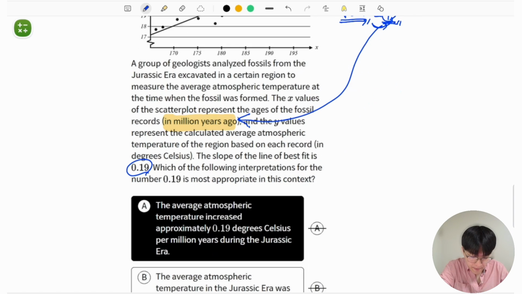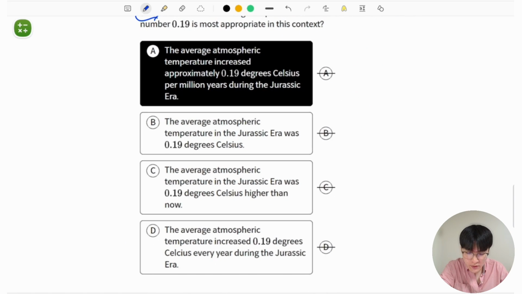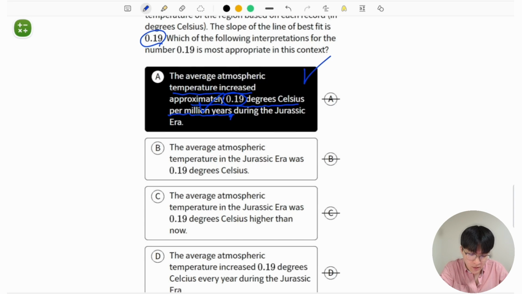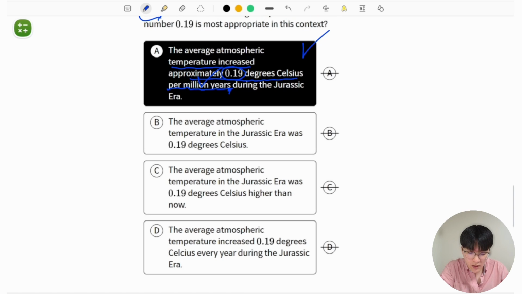That's what it means. If we take a look at answer choice A, the average atmospheric temperature increased approximately 0.19 degrees Celsius per million years. So they got that correct during the Jurassic era. Sounds perfect. Answer choice A is correct. Let's look at B, C, and D.